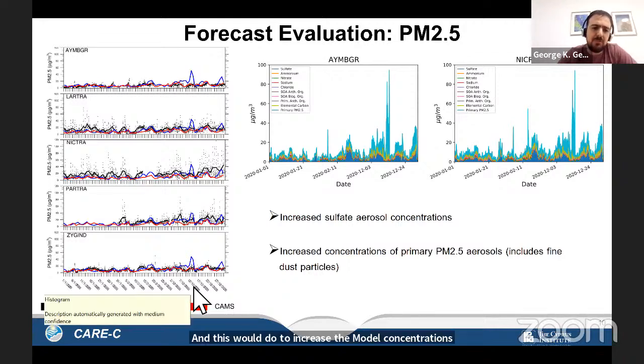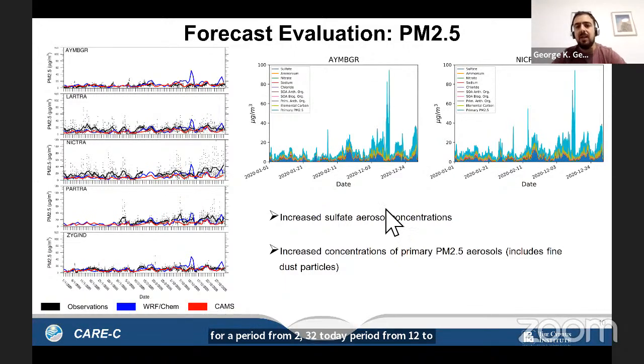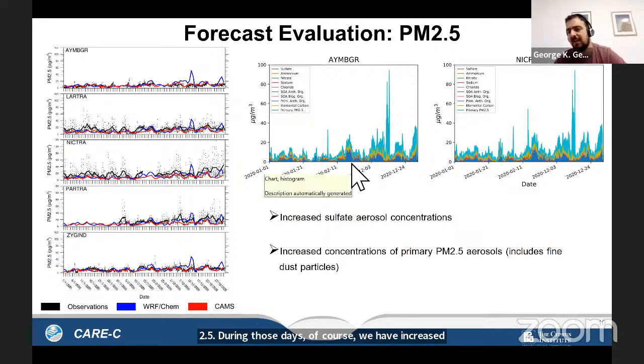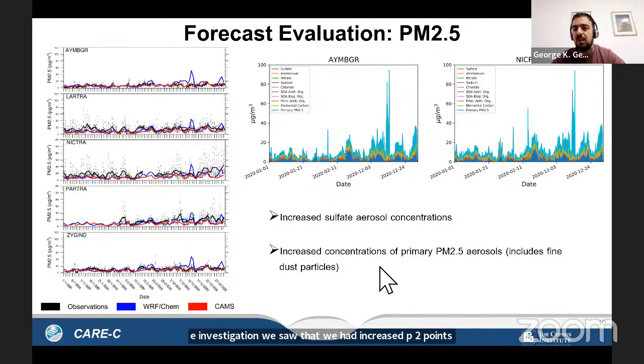of two days, from 12 to 14 of December. And these are the subcomponents of the PM2.5 during those days. Of course, we have increased sulfate aerosol concentrations, which is in agreement with previous studies. But during the period under investigation, we saw that we had increased primary PM2.5 aerosols.